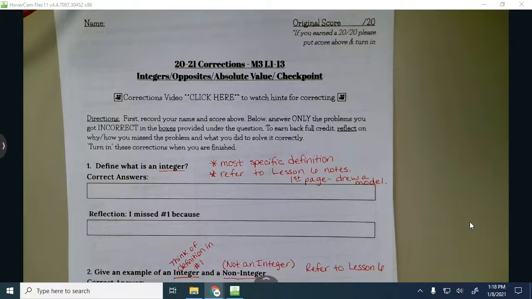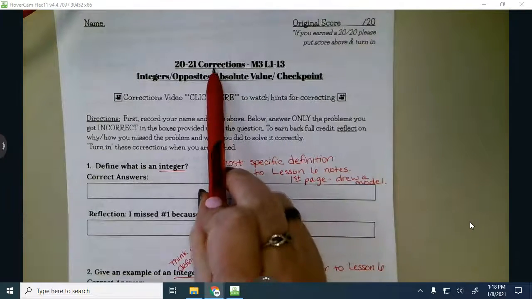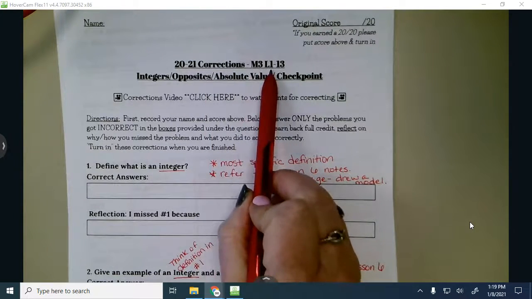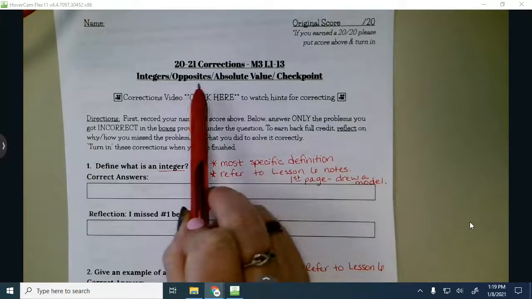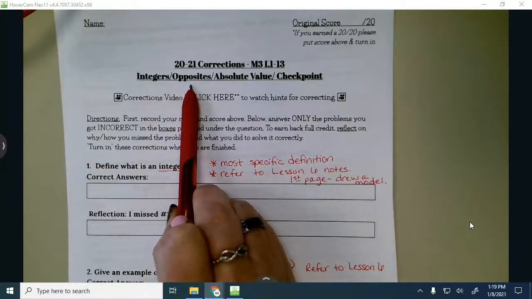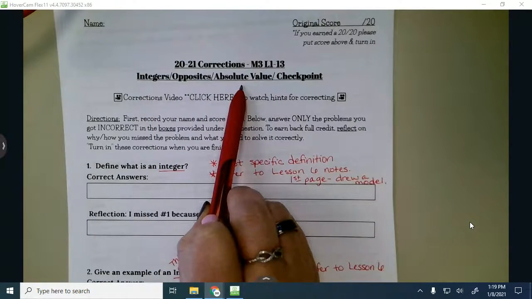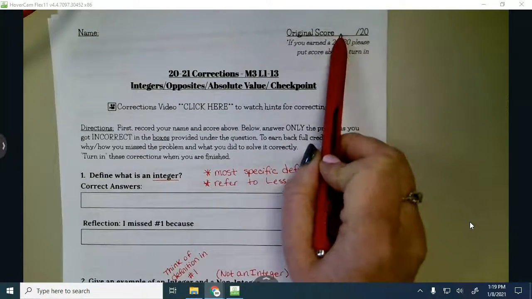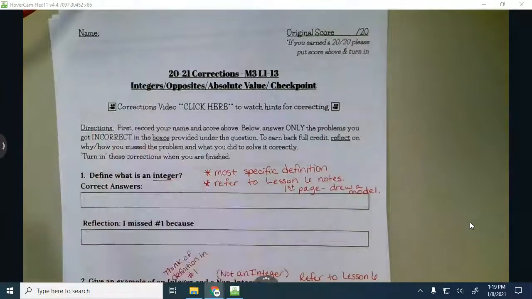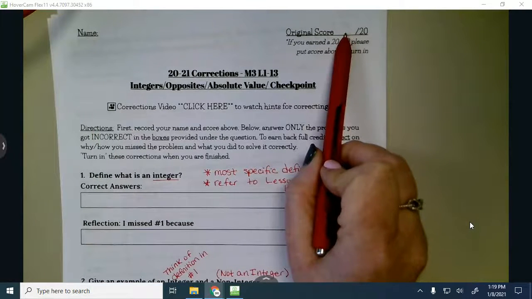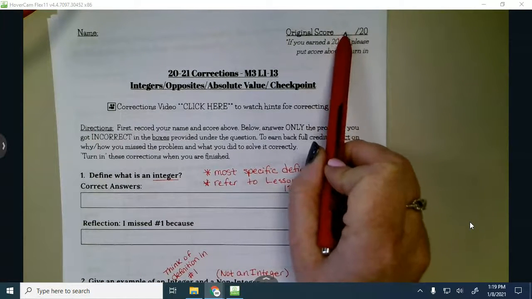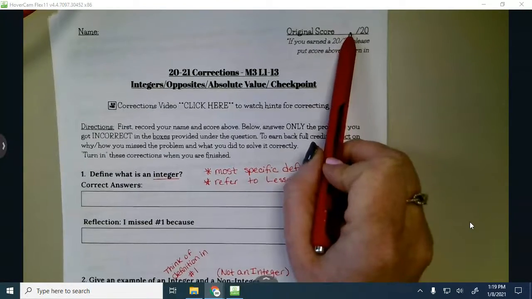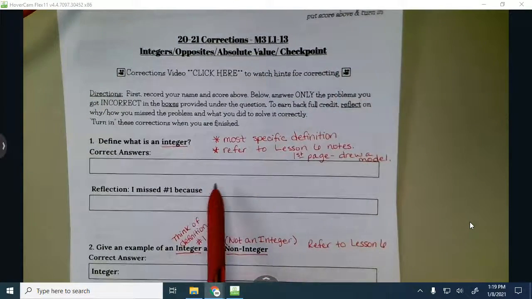Hello students, if you're watching this video, you're probably interested in ways to correct your Module 3 Lessons 1 through 13. It was a checkpoint over integers, opposites, absolute value. Again, if you got a score of 20 over 20, you can put it up here, put your name on it, and turn it in. If you did not get a 20 out of 20, it is helpful if you could put the score up here for us. And then we'll go ahead and get started once you're ready.